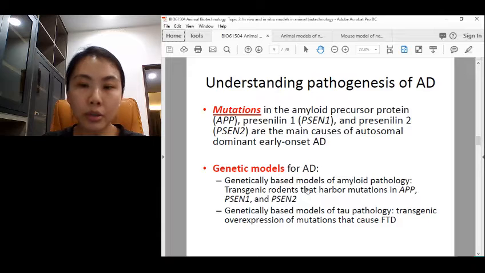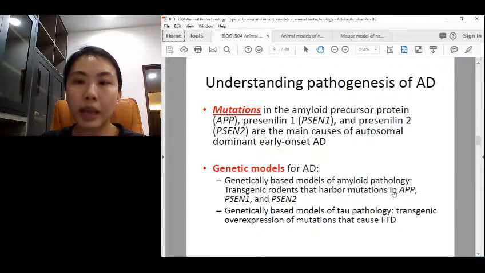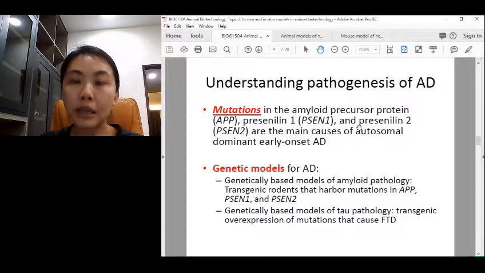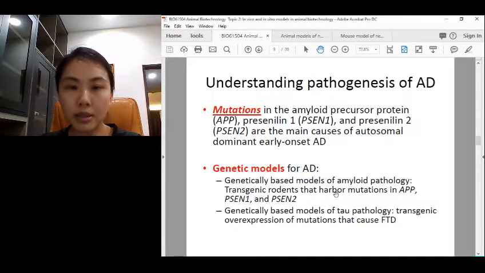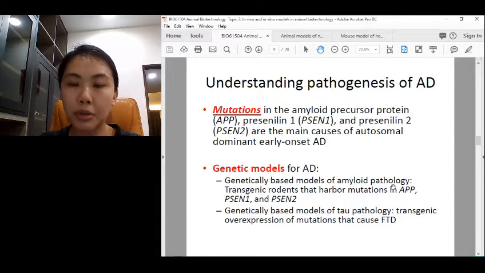So these models are looking at mutations in the amyloid precursor protein, the presenilin 1 and 2, in the transgenic mouse. So they are generating mutant mouse, transgenic rodents that contain the mutations in these few genes because these genes are mainly causing Alzheimer's disease. So they are looking at overexpressing these genes, transgenic rodents, to mimic the amyloid pathology.